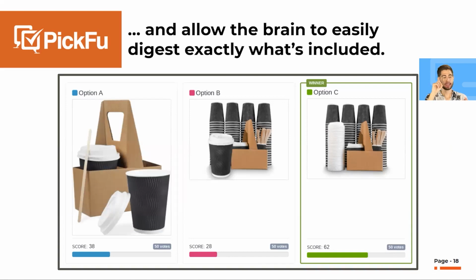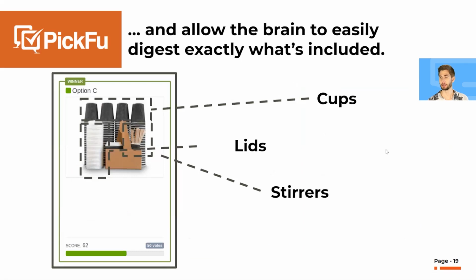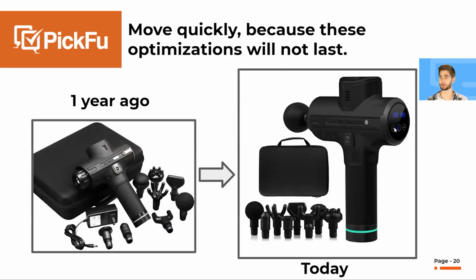I see, okay, now I'm not just getting one cup. I can see I'm getting a multi-pack of cups, but it's also coming with stirs. It's also coming with caps. So now my brain is going to be able to easily check this off and move forward, right? We've got the cups, we've got the lids, we've got the stirrers.